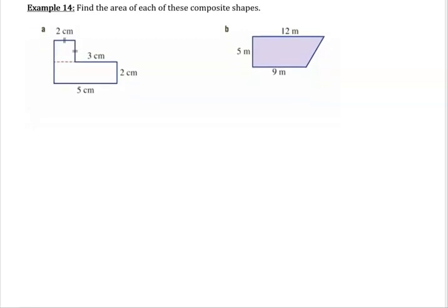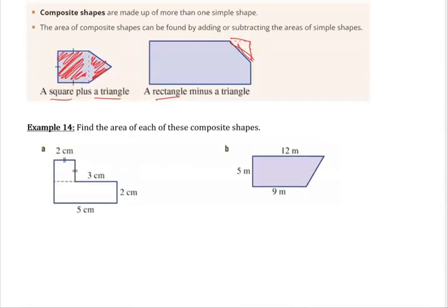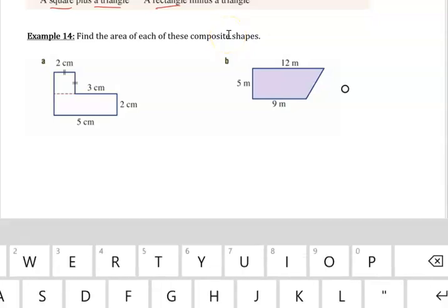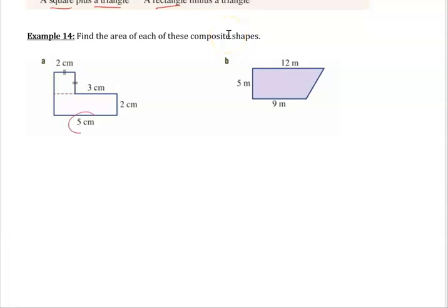So we're going to find the area of a couple of composite shapes here. These ones look like we add them together. So for here we have two shapes. We have a rectangle, which is 5 centimeters by 2 centimeters. And then a square. And I know that this is 2 centimeters as well because it has those two lines on it.